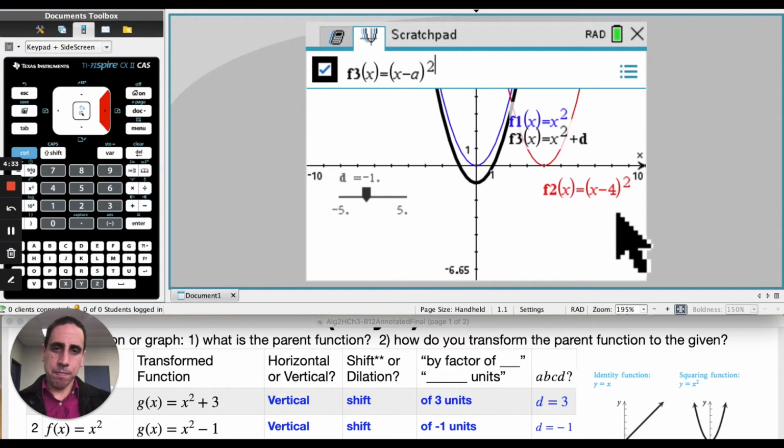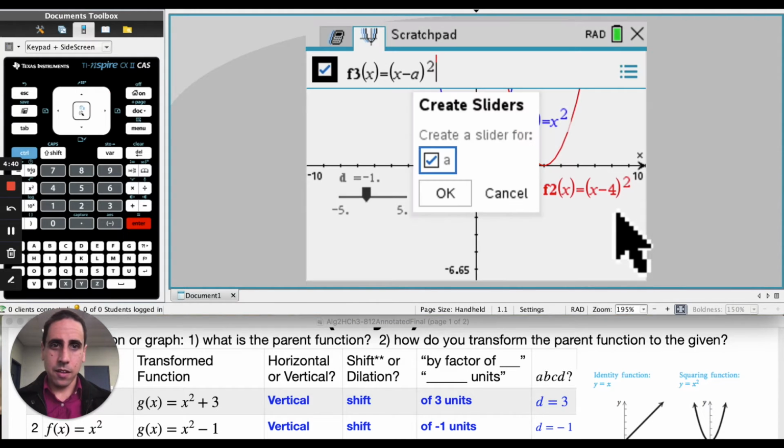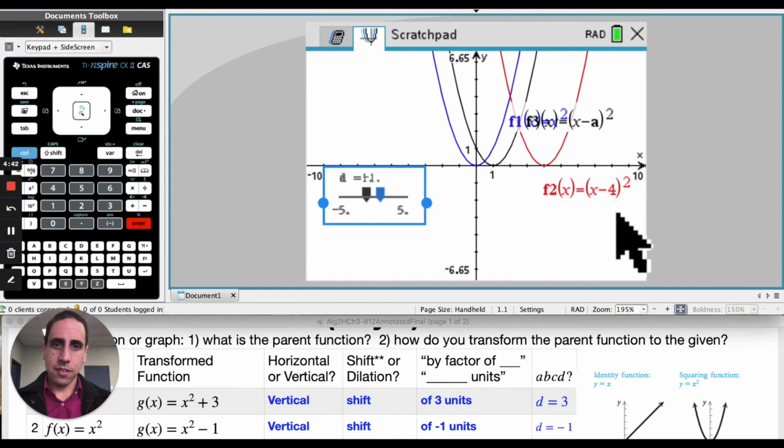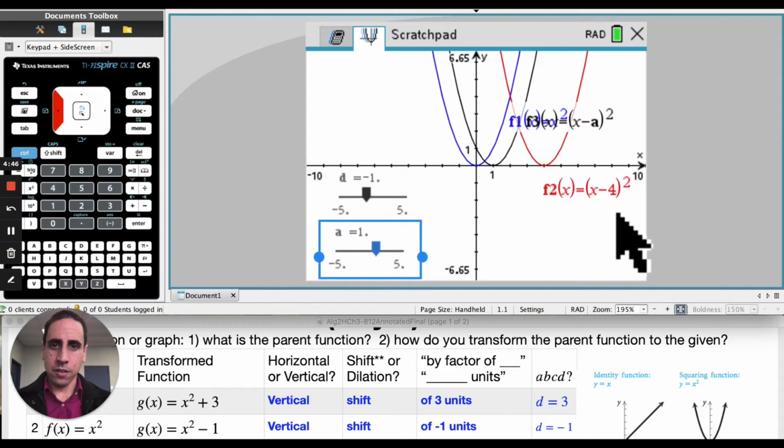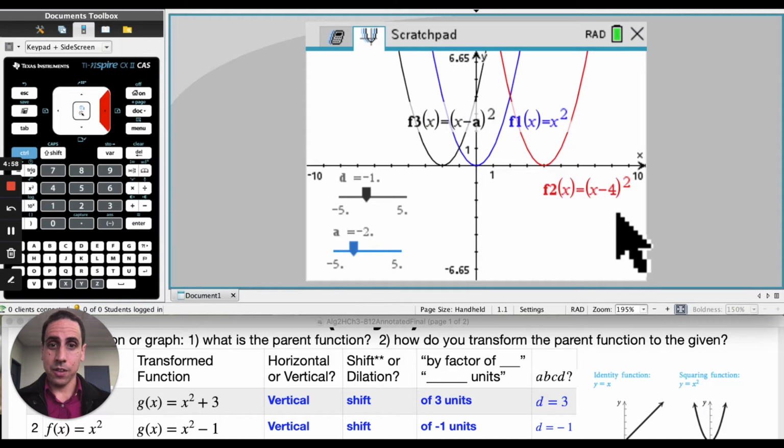And there's a very specific reason why we chose the minus, but for right now, just note that it's x minus A. Create a slider for A, yes. I'm going to move it down a little bit so they're not on top of each other. Great. I'm going to press escape so that it's no longer boxed, but it's just blue. And now that it's blue, you see the top slider for D is black, but this slider is blue. And when it's blue, I can use my arrows to move back and forth.